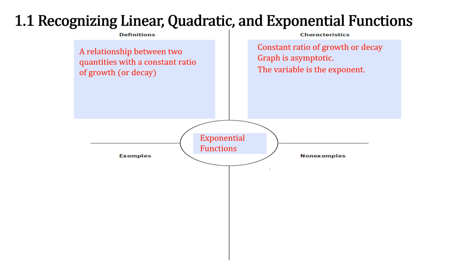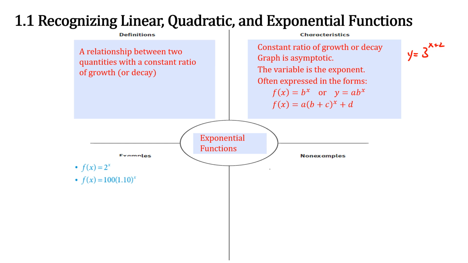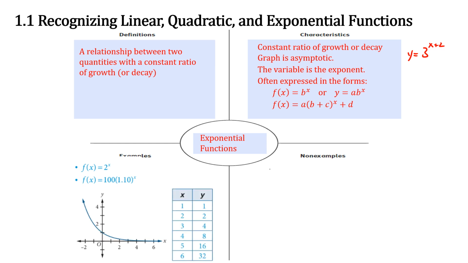The variable is the exponent. So it's a constant to a power, to an x power, to an unknown power. Often expressed in the forms b to the x or a times b to the x. Basically, you're looking for, is my variable in my exponent? You might have y equals 3 to the x plus 2. That's an exponential. If the variable is in the exponent, it's an exponential function. 2 to the x, 100 times 1.10 to the x.